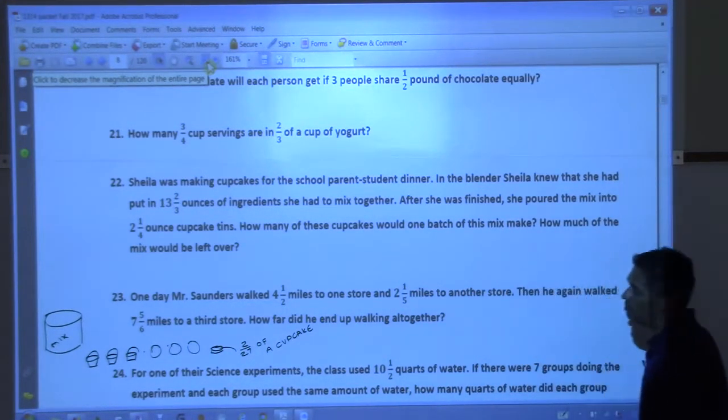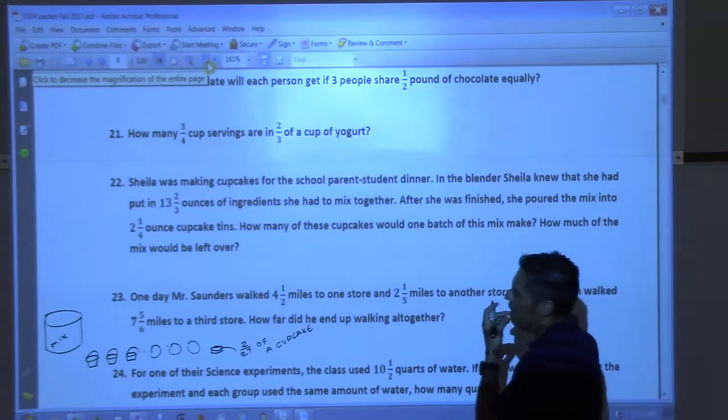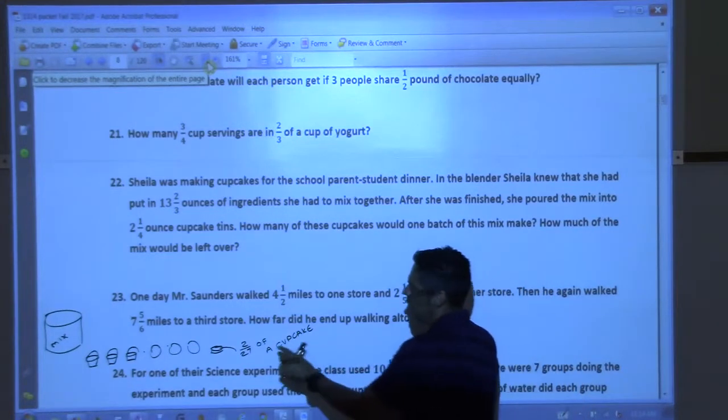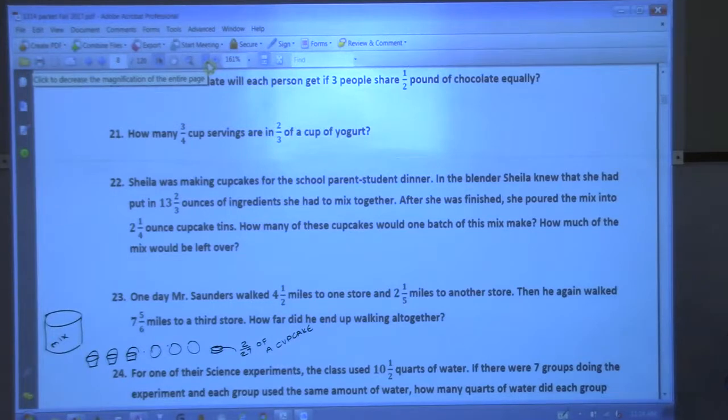All right, so 2/27, and what was the suggestion? To take 13 2/3 divided by 2/27 and divide it by this? Trying to think of another way that I could help you see this. You can multiply 2 1/4 by 6. That's it. Okay, but how can I help you see that?